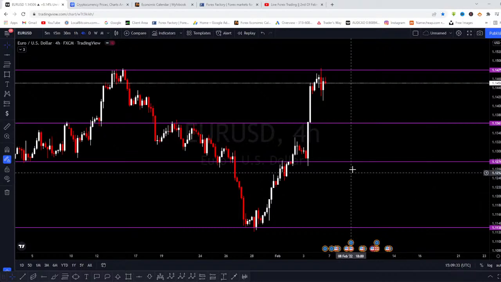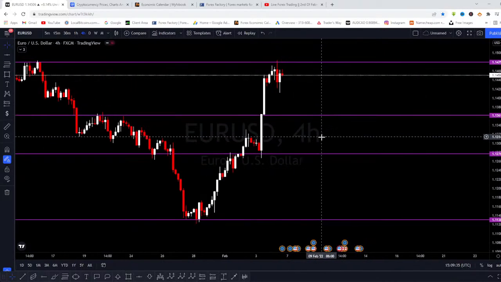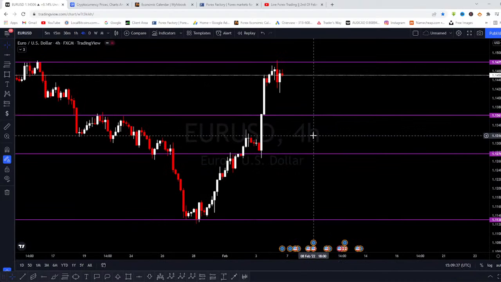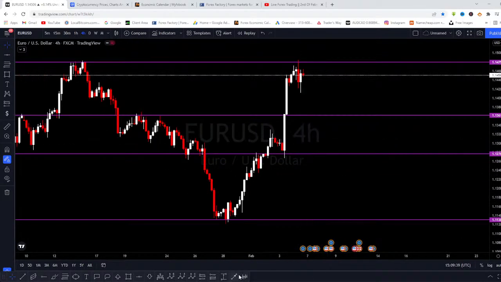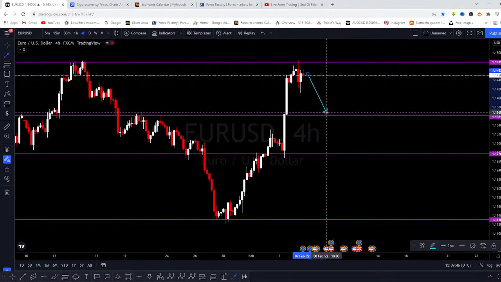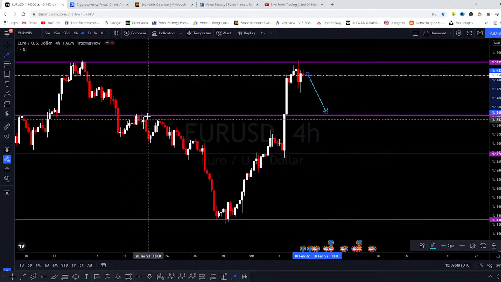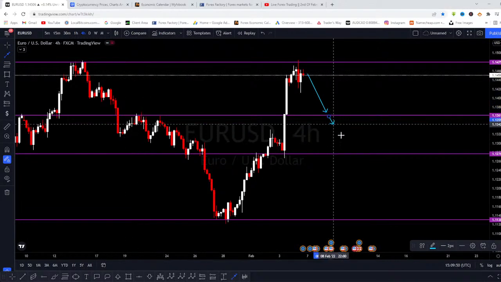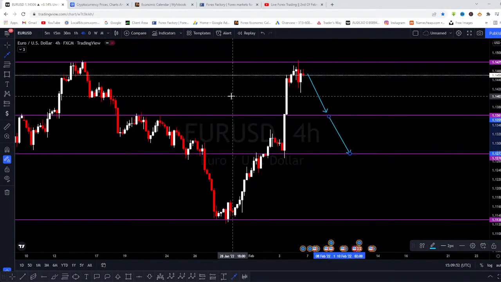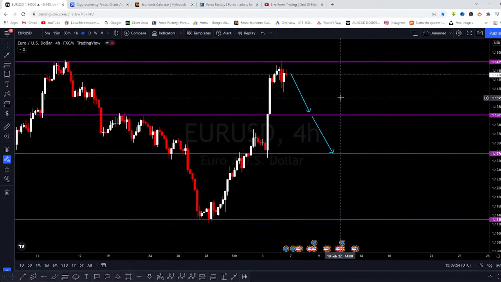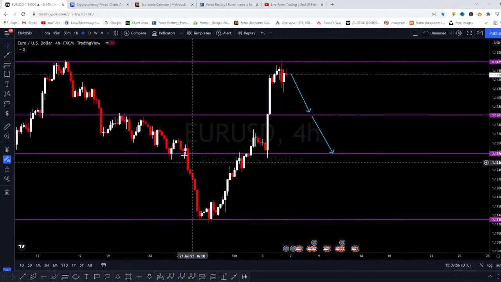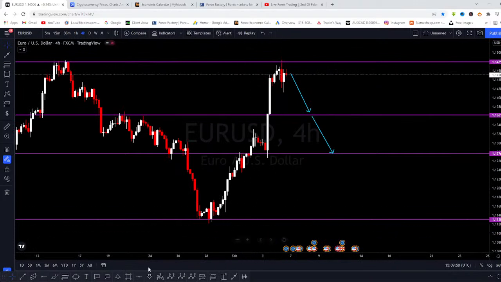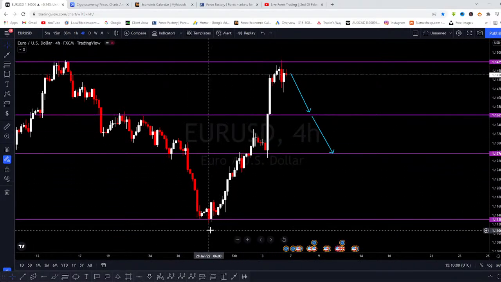So right now, what I'm seeing on Euro USD is that it's going to sell to this point. Let me mark it up. It's going to sell to this point, and after this level is broken, definitely you watch out for this before it's going to push back up to the upside or push back down to the downside. So that's what I'm seeing on Euro USD.